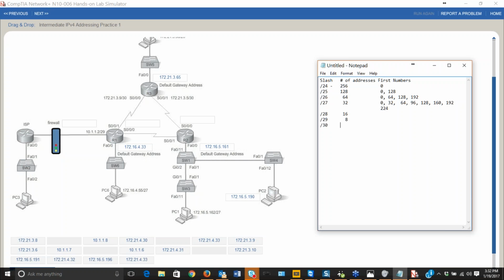/30, Paul just put in there 4. Okay. Now, let me ask you something, though. If there's 4 addresses, how many addresses can actually be assigned? 2. Only 2 can be assigned. Actually, I should put that down here. Okay, so all of your first numbers here then, ladies and gents, are going to be in multiples of 4.